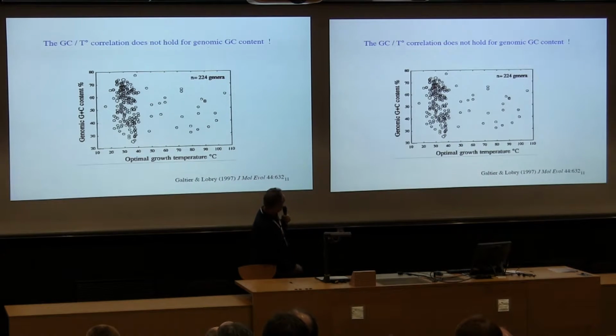An unexpected feature is that the correlation between GC content and temperature is specific to structural RNA molecules. It does not apply at the genome scale. If one considers the GC content of the complete genomes, there is no correlation between this content and the optimal growth temperature of the microbe. So you can be a thermophile and be poor in GC. You can be a mesophile and be rich in GC.